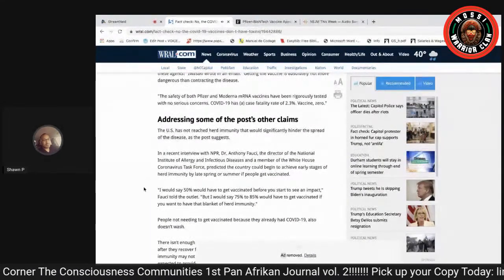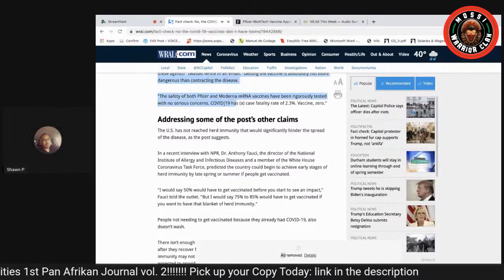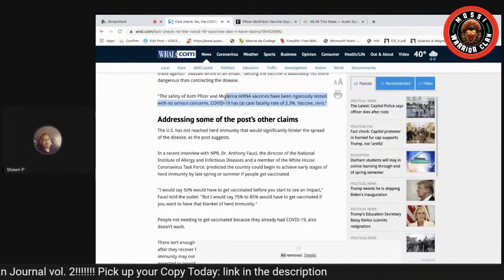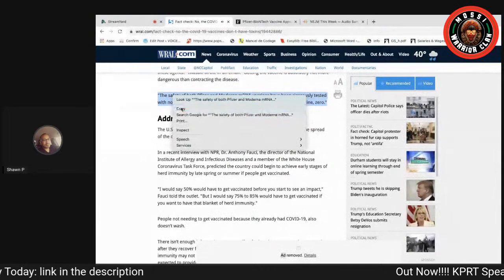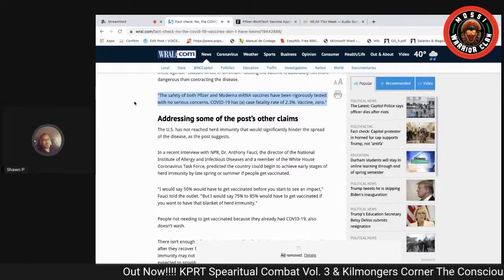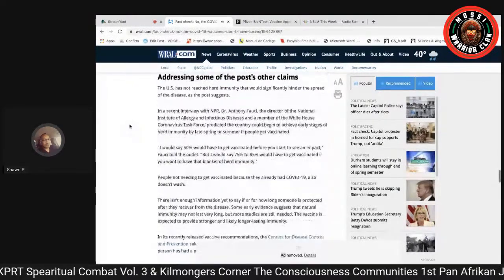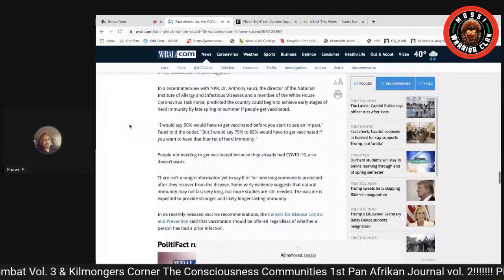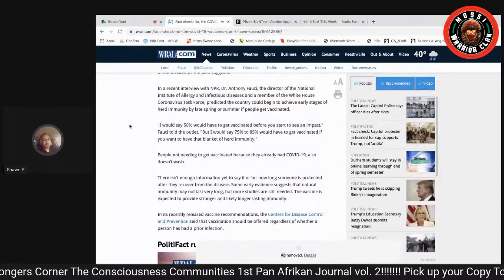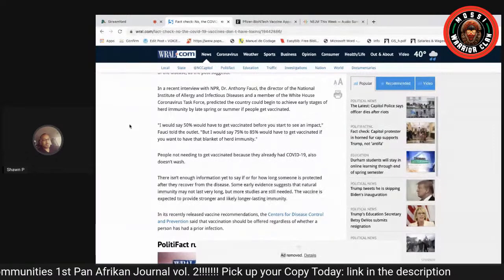Addressing some of the post's other claims, the U.S. has not reached herd immunity that would significantly hinder the spread of the disease, as the post suggests. In a recent interview with NPR, Dr. Anthony Fauci, the director of the National Institute of Allergy and Infectious Diseases and a member of the White House Coronavirus Task Force, predicted the country could begin to achieve early stages of herd immunity by late spring or summer if people get vaccinated. "I would say 50% would have to get vaccinated before you start to see an impact," Fauci told the outlet. "But I would say 75% to 85% would have to get vaccinated if you want to have that blanket of herd immunity."